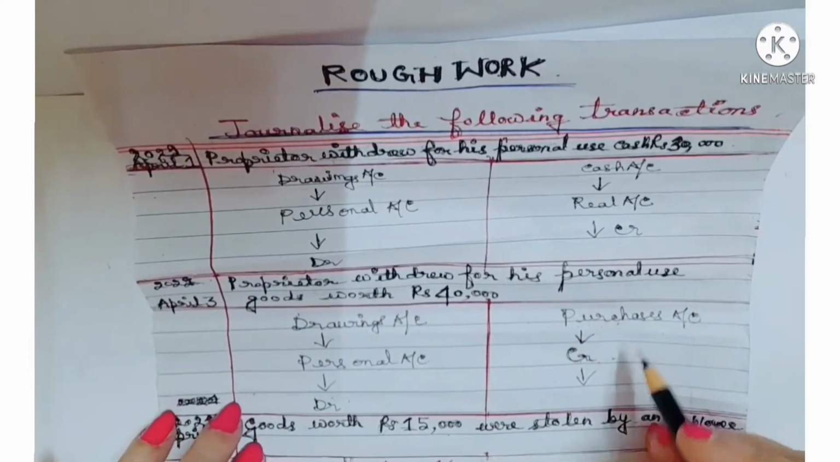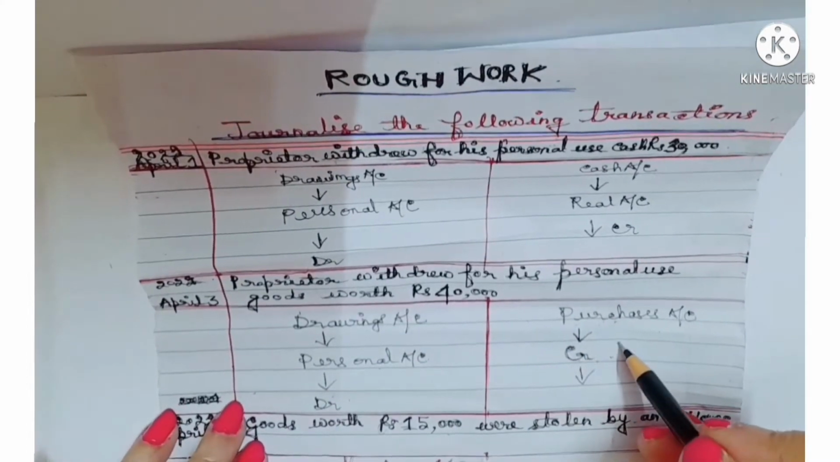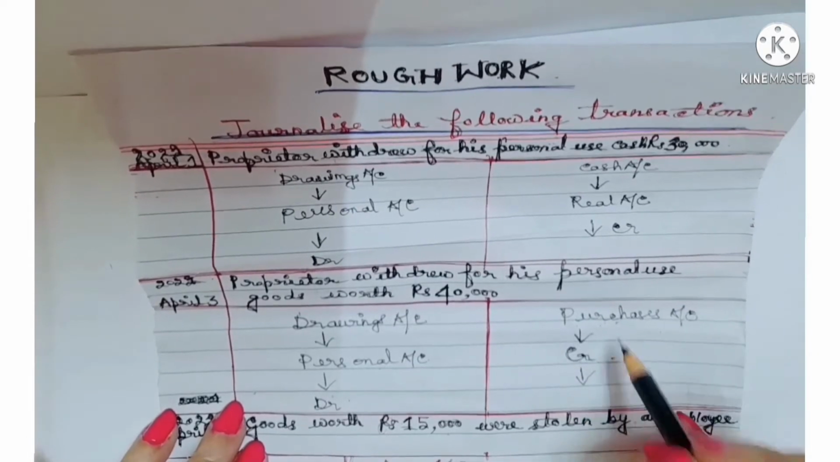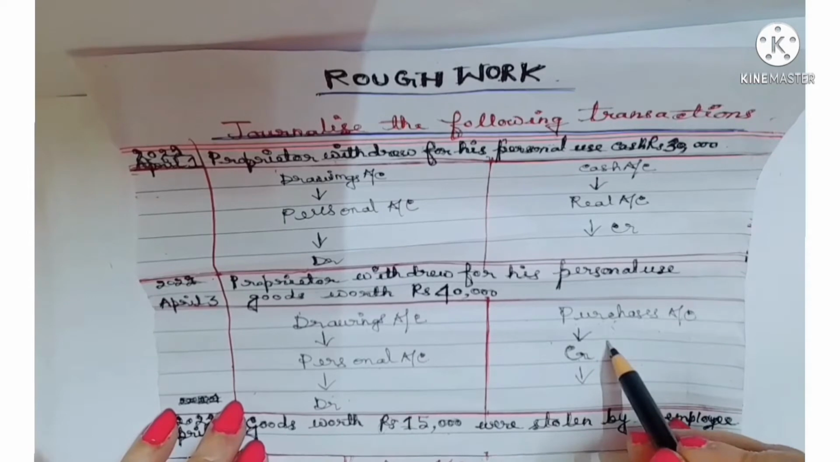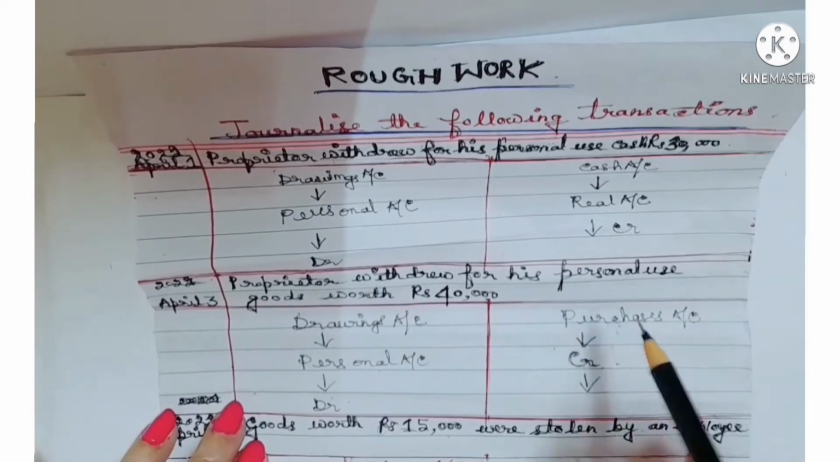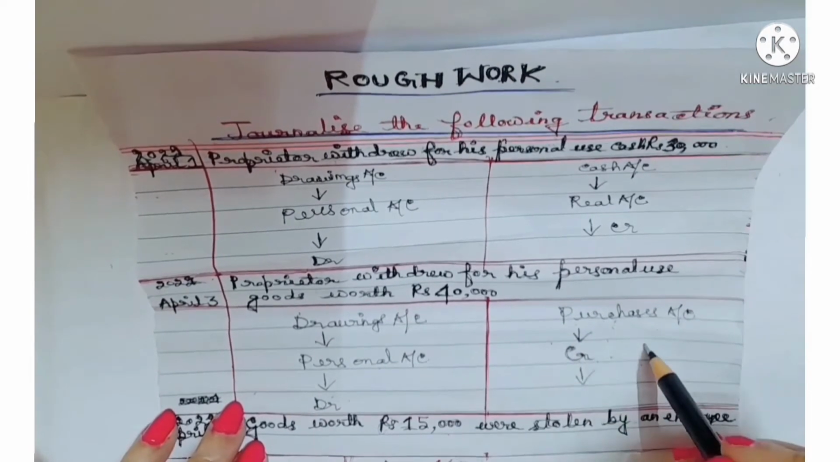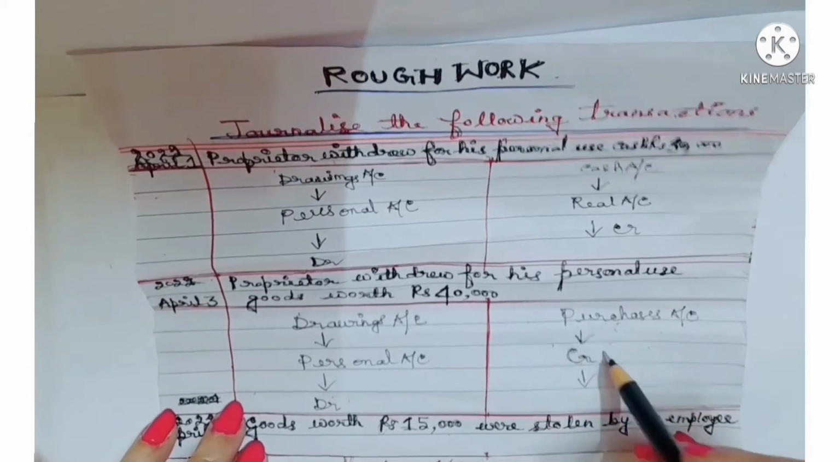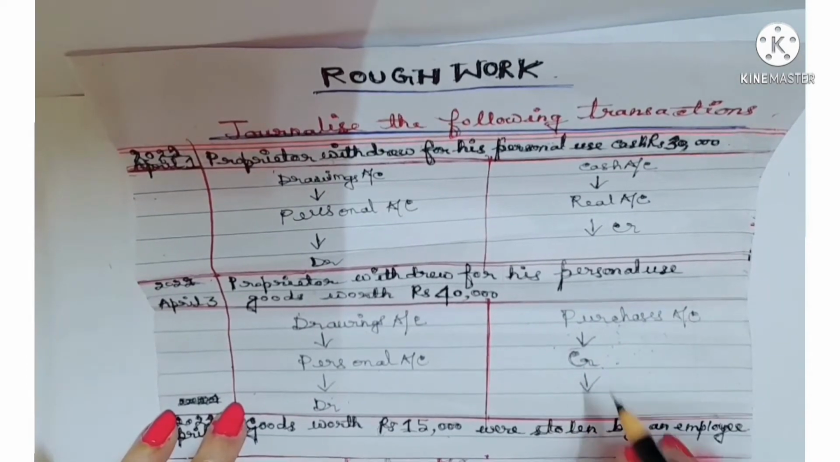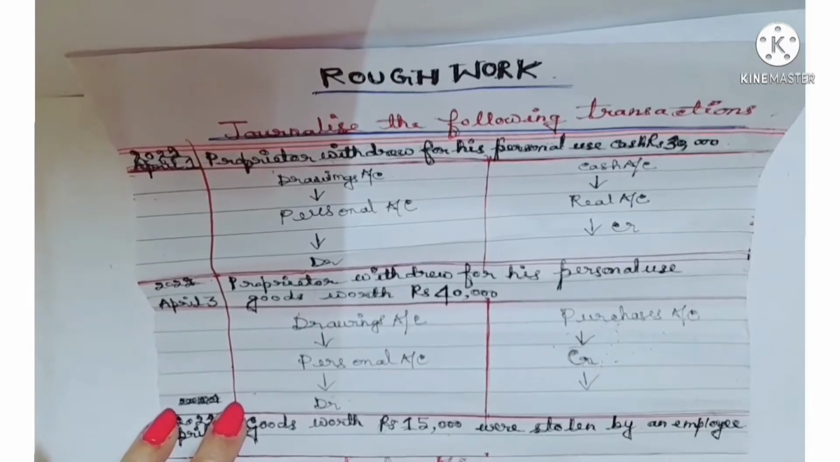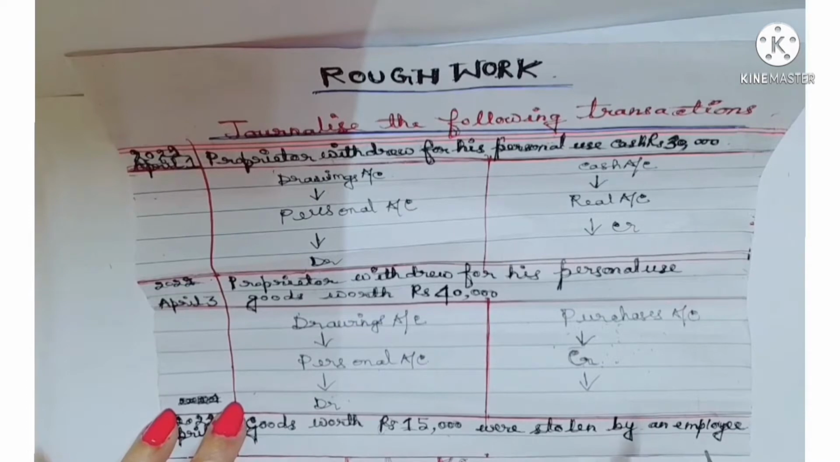Now purchases account falls under real account, but we cannot debit purchases account. Remember one thing, the three golden rules of accounting are not applicable here. This is an exception. Here, purchases account should be credited. Why? Because the net amount of the business is reduced.